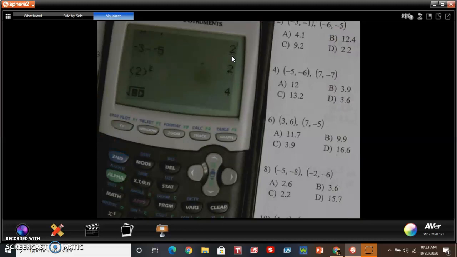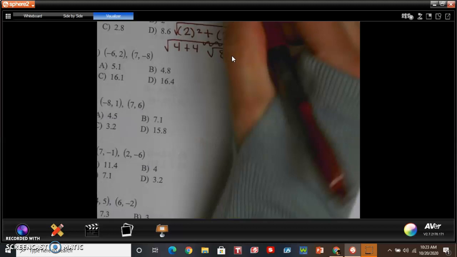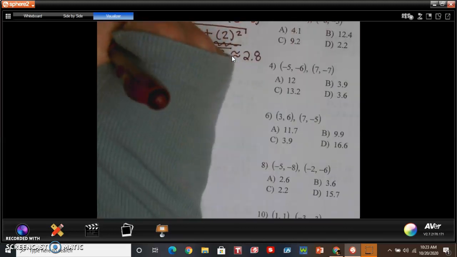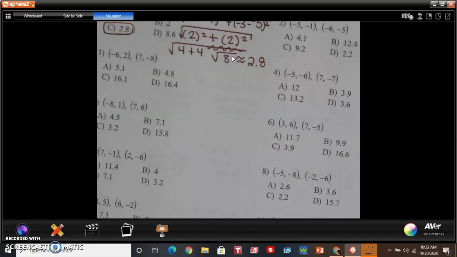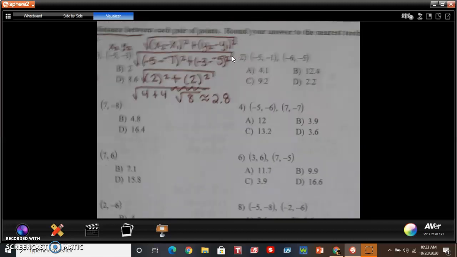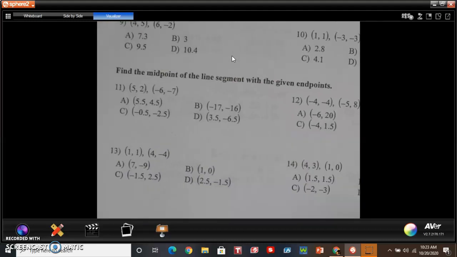Our final answer looks like it's going to be 2.8. Okay, you have 10 of those to complete. All right, let's go ahead and go down to the midpoint formula. That's going to be numbers 11 through 30. Did I give you that many midpoints? I did. Lucky you all.